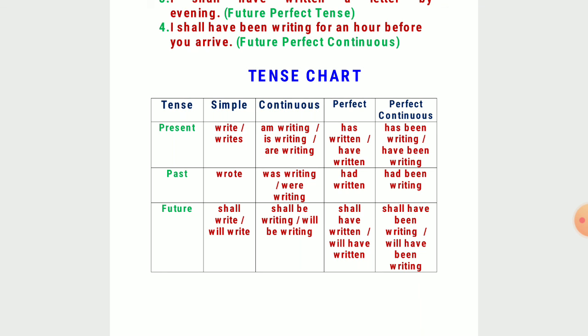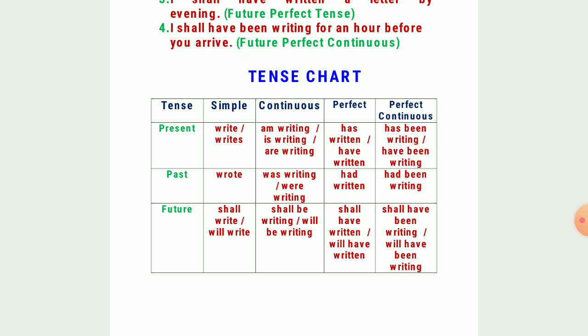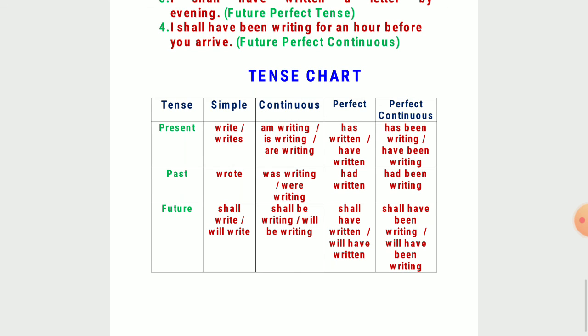Now future, simple future, it will be shall write or will write. Future continuous, it will be shall be writing or will be writing. Future perfect, it will be shall have written or you can write will have written. And future perfect continuous, it is shall have been writing or will have been writing.